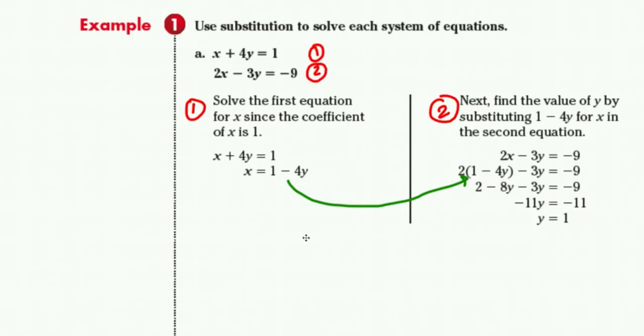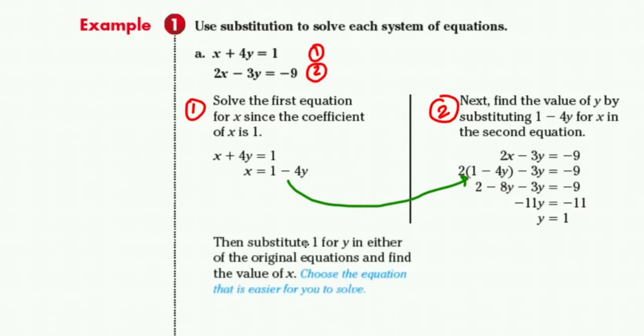After finding the value of y, we then substitute 1 for y in either of the original equations and find the value of x. Again, one hint right here in blue is to choose the equation that is easier for you to solve. Now you've found y equals 1. To find the value of x, I would suggest you use equation 1. Let's see if the book uses equation 1, because equation 1 is simply x plus 4y equals 1. Smaller numbers, easy for us to solve. And indeed, the book chose that one.